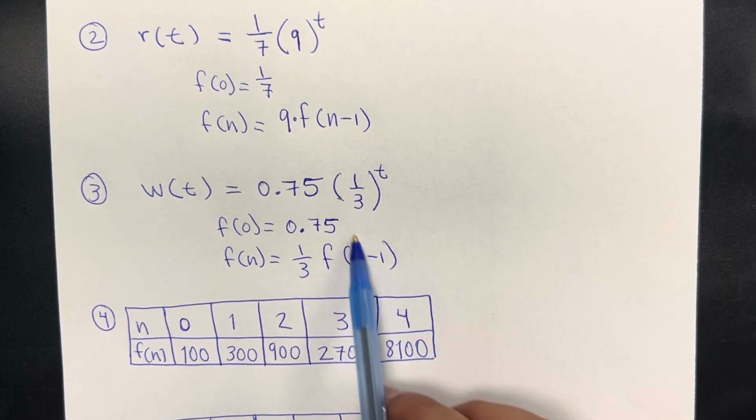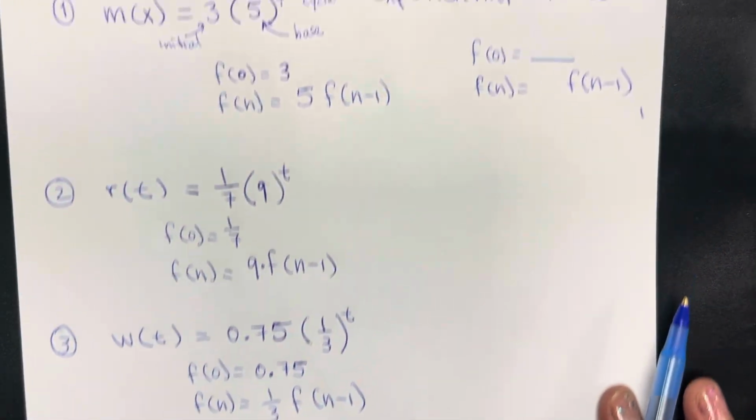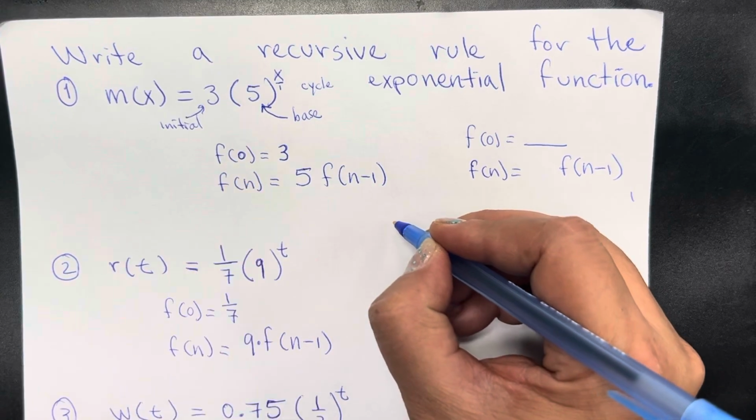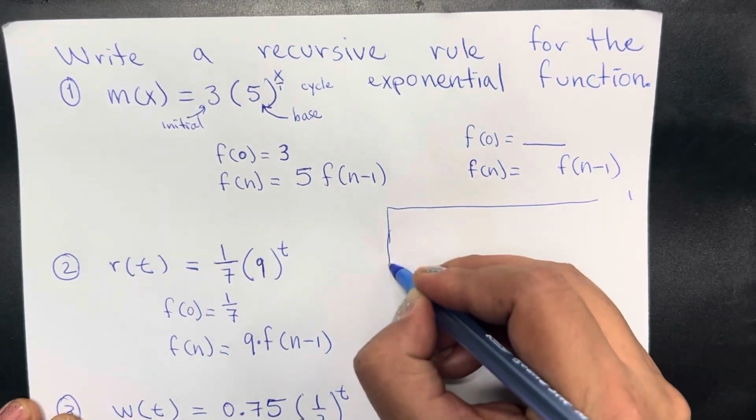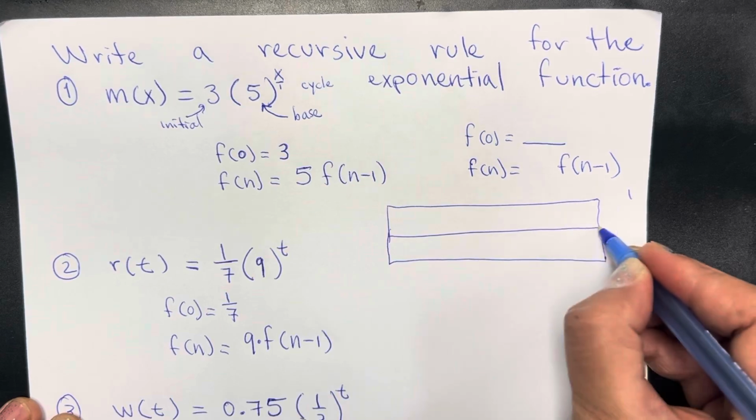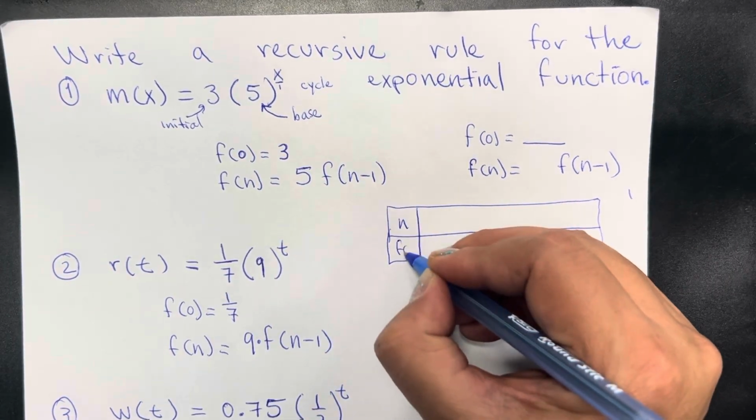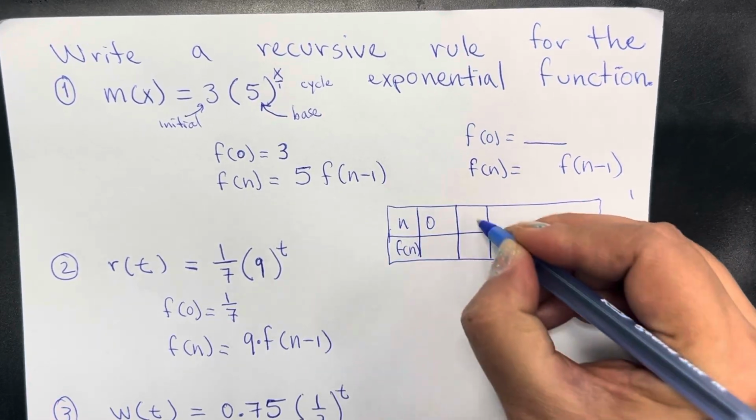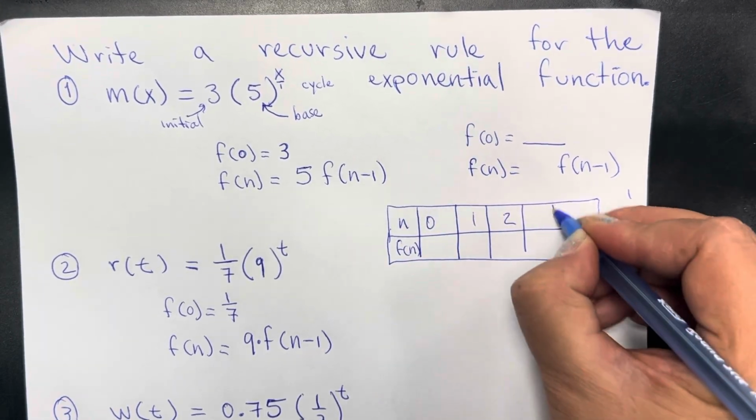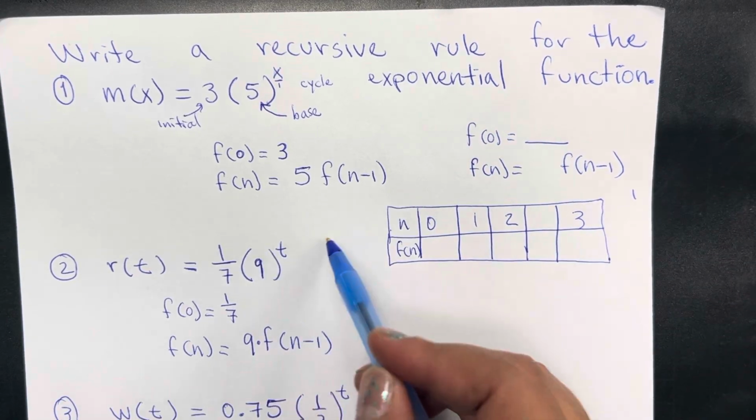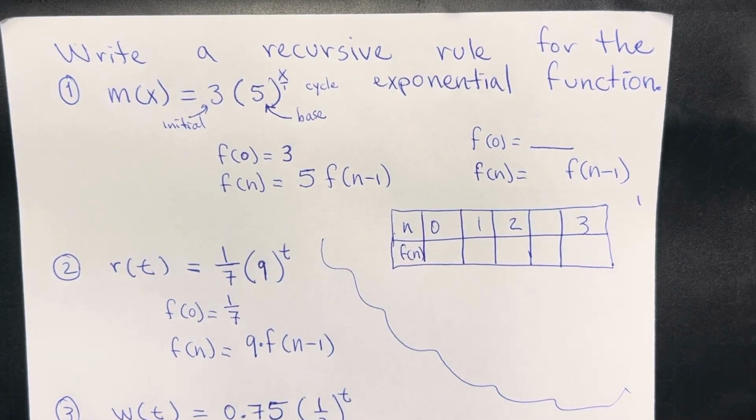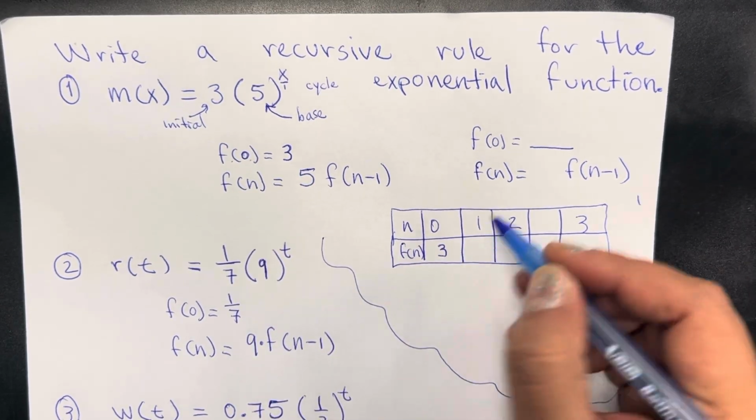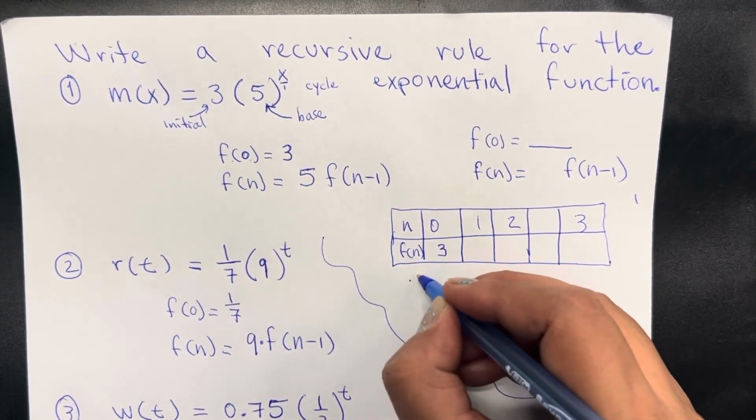So let me show you what that means in the first one. You don't need to do this for our assignment, but just so that you understand. So the first number in a table, and that's going to connect to the next 2 as well, n and f of n. So n, let's start with 0, then 1, 2, 3. Again, this part you don't have to do, it's just to understand it. So for f of 0, you just have 3. Then for f of 1, we're going to find it.